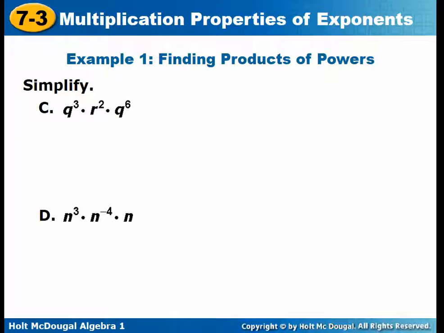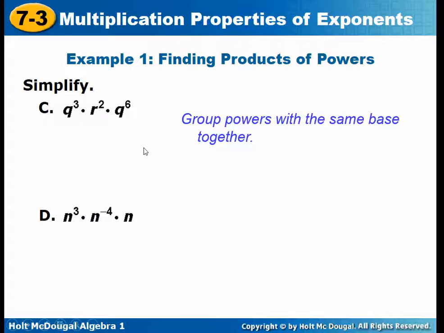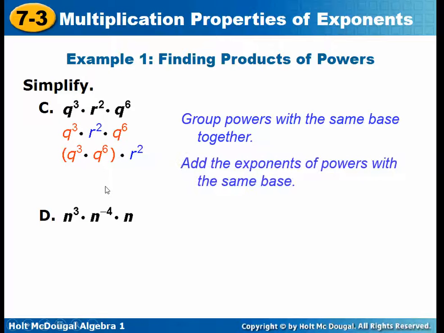Here are just a few more examples. We have Q for one base, R for a base, and Q for a base. Remember that you cannot do anything with the R squared because it does not have any other like bases. But the Q's, we could put those next to each other and see that we would have Q to the 3rd times Q to the 6th would be Q to the 9th. And then the R to the 2nd just gets written next to it.